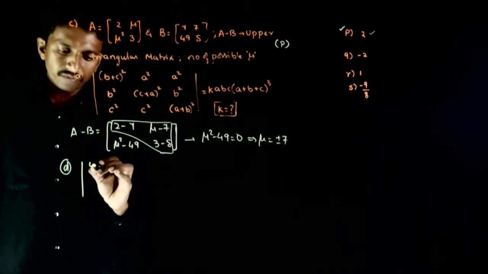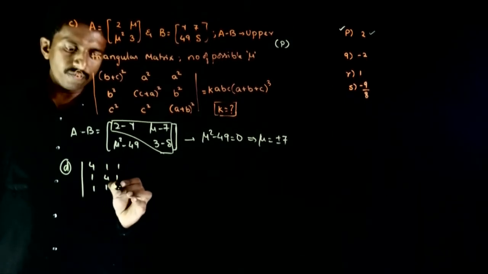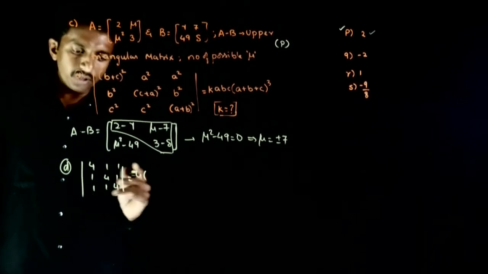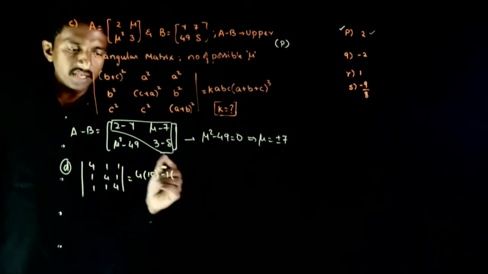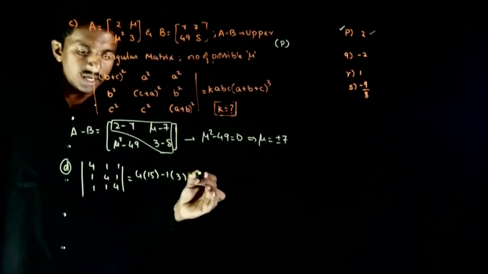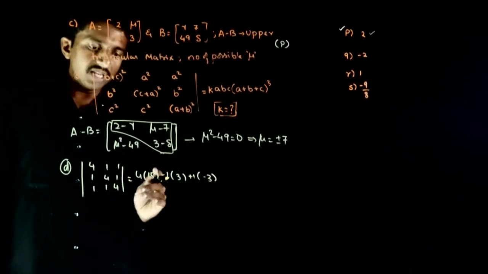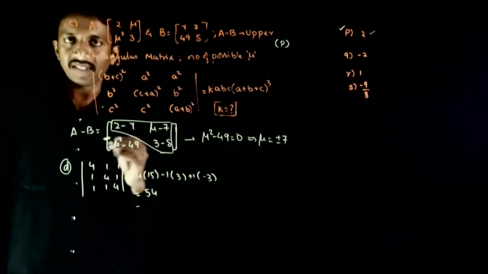4, 1, 1; 1, 4, 1; 1, 1, 4. So delta is equal to, इसका डेल्टा निकाल देता हूं. 4 into (16 minus 1) is 15, minus 1 into (4 minus 1) is 3, plus 1 into (1 minus 4) is minus 3. That is equal to 60 minus 3 minus 3. That is equal to 54 is the answer.